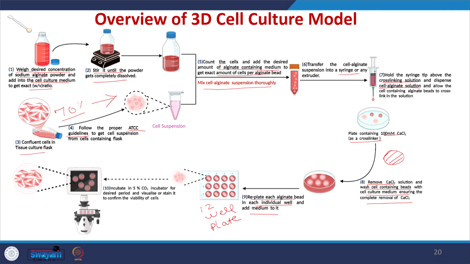So once the cells are grown in the 5% CO2 incubator, after incubation you can visualize the cells directly under the microscope, or you can stain it to confirm the viability of cells. So this is the overview of alginate bead based 3D cell culture model. I hope you got the overall idea about the 3D cell culture. Let us go to the lab and learn how to prepare alginate bead based 3D cell culture model.